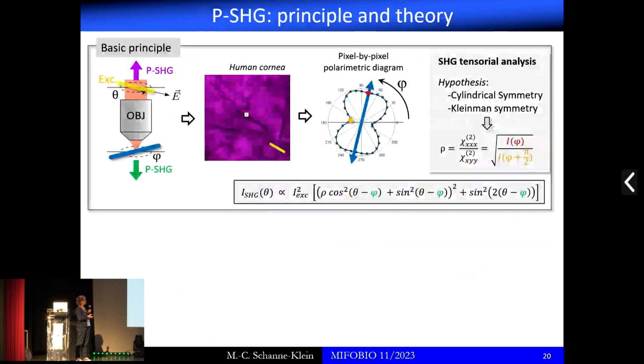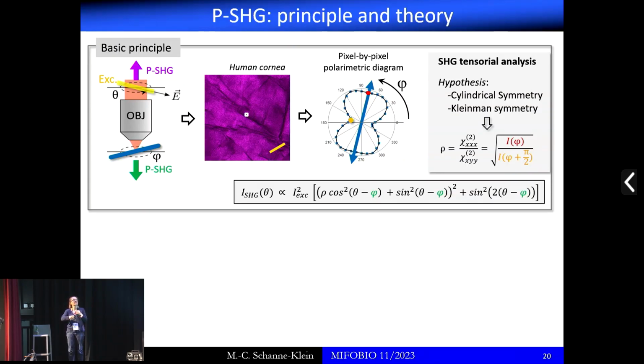So here you see the stack of images recorded with different polarizations that are indicated by this direction here. So in every Z position, we have a stack of images. And then in every pixel, we look at the variation of the signal as a function of the incoming polarization. And then we know, using a tensorial analysis of the second harmonic signal and using hypotheses about the symmetry of the collagen fibers, that we have this type of response that very well fits the experimental one.